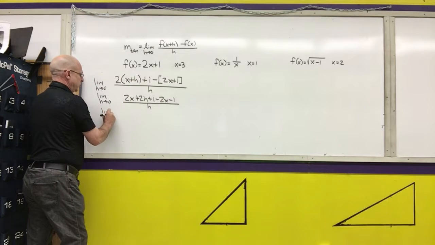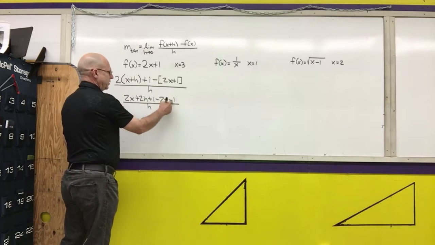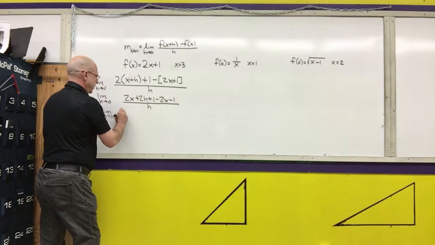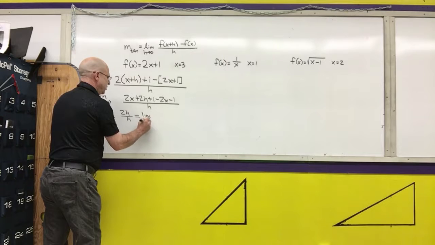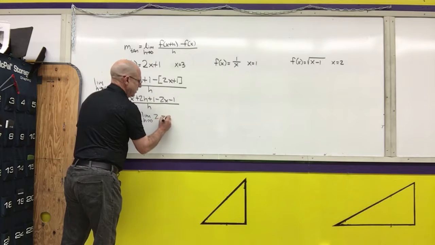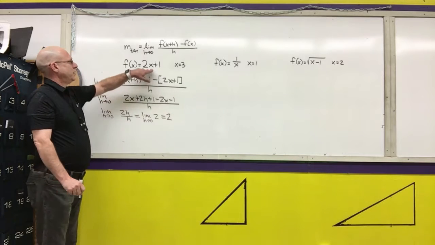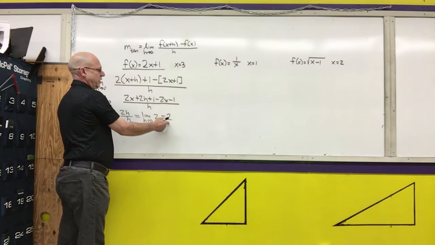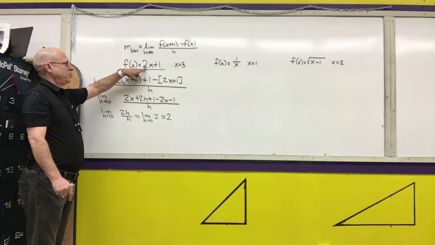We've done practice problems like this before. 2x minus 2x is 0. 1 minus 1 is 0, so I'm left with 2h over h. Simplifies one more time to the limit as h approaches 0 of 2. And we know that the limit of a constant is just that constant. What this is telling me is that the slope of the tangent line to this function is 2. And you should understand, because that is a linear function, yes, of course it's going to have a slope of 2 because it's in slope-intercept form, and that is the slope.